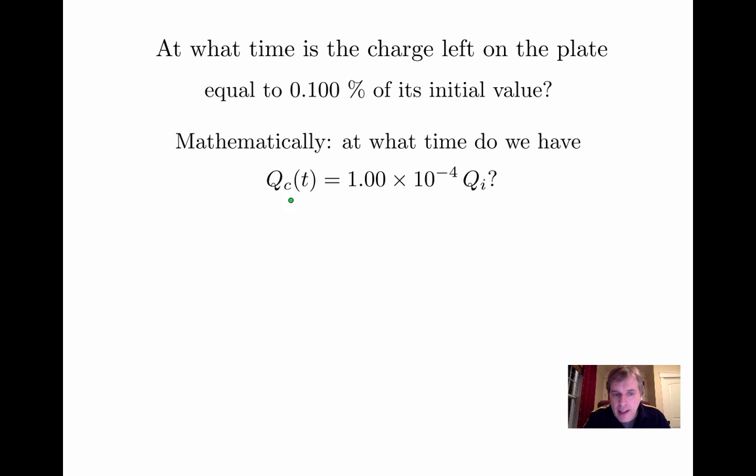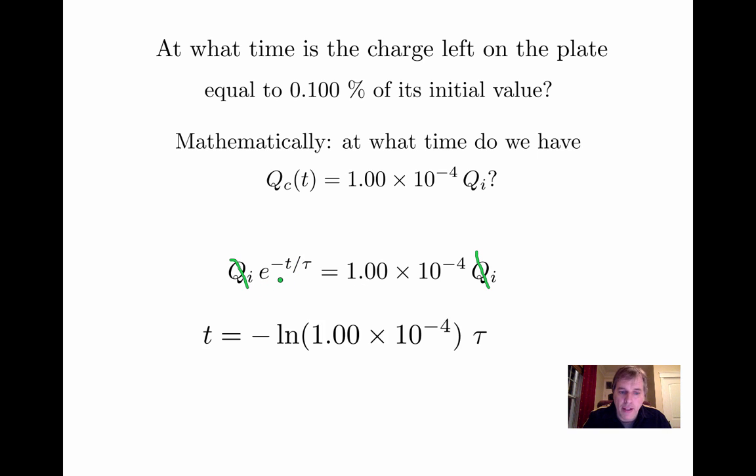What do I do next? I go back to my function for QC of t. So I have QC of t is Qi e to the minus t over tau. I want that to be equal to this. Again, Qi cancels out. Then to get the t, I take ln on both sides and I solve for t. The final answer is t equals minus ln of 1 times 10 to the minus 4, times tau. If you calculate that with your calculator, you get about 9.21 tau.